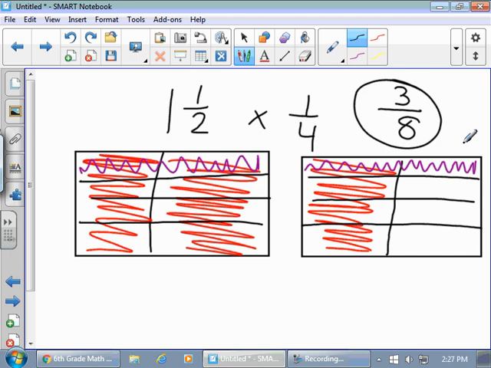So I'm going to ask you a question. Do you have 4 parts that are colored purple and red? No. I only have 3 that are colored purple and red. Okay? Any questions on that?